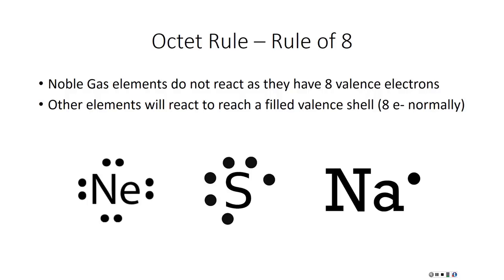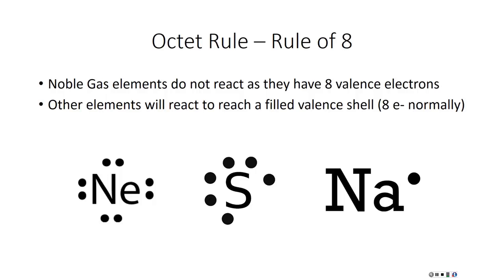And in real life, that's exactly what happens. You have one sodium reacting with one chlorine. But what happens if it's not as simple as 1 to 1? Let's say, for example, we have sodium with this 1 valence electron, and sulfur which has 6 valence electrons.